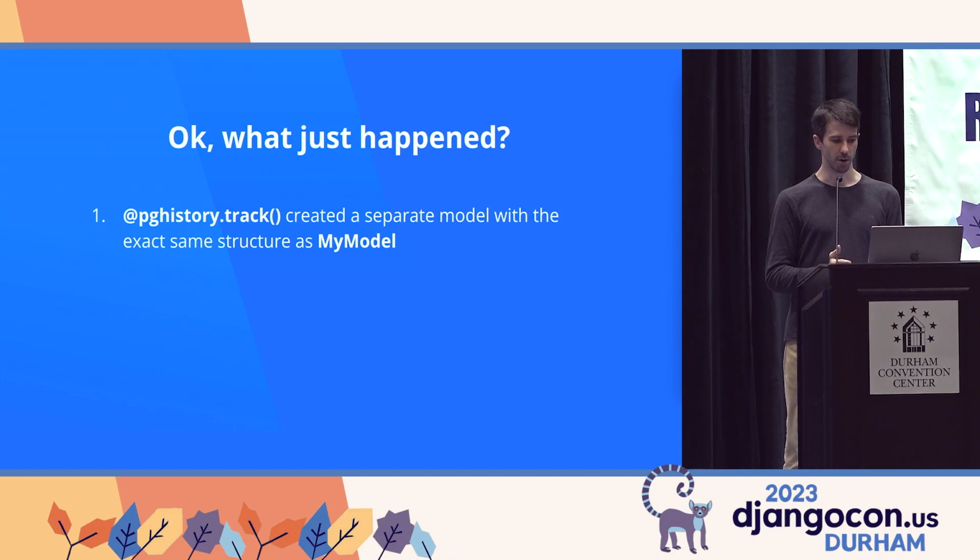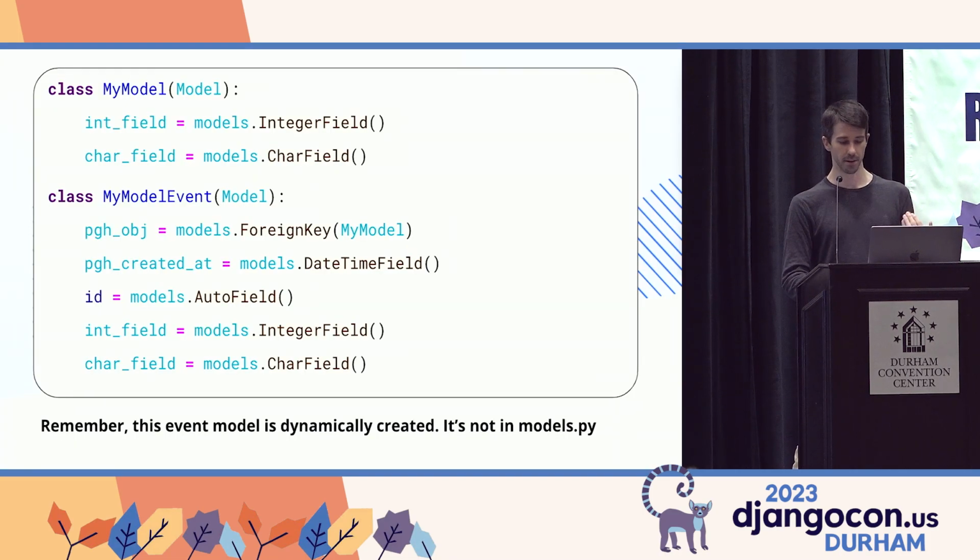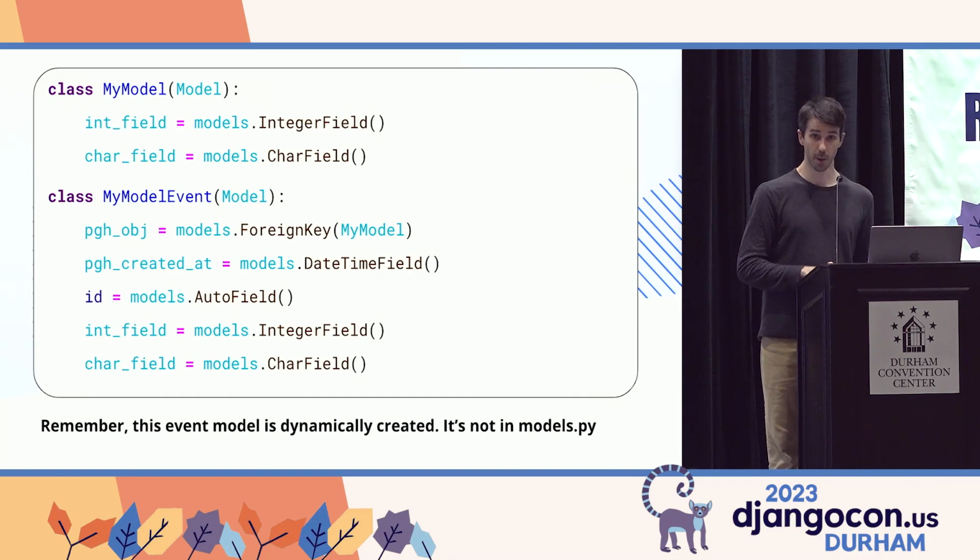Just revisiting a little bit: what just happened here? When you decorate a model with pghistory.track, it creates a completely separate model with the exact same structure. All the fields are there, named the same thing, with additional metadata. It actually creates another model called MyModelEvent, with the same structure as the original model. It's almost like you're inheriting it and then adding a couple of metadata fields.